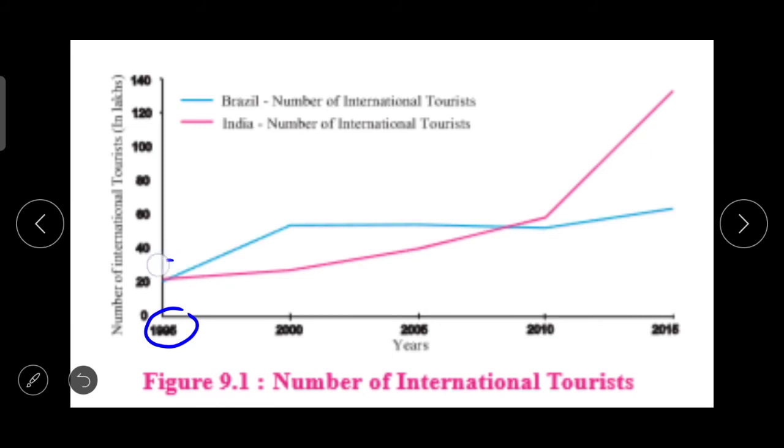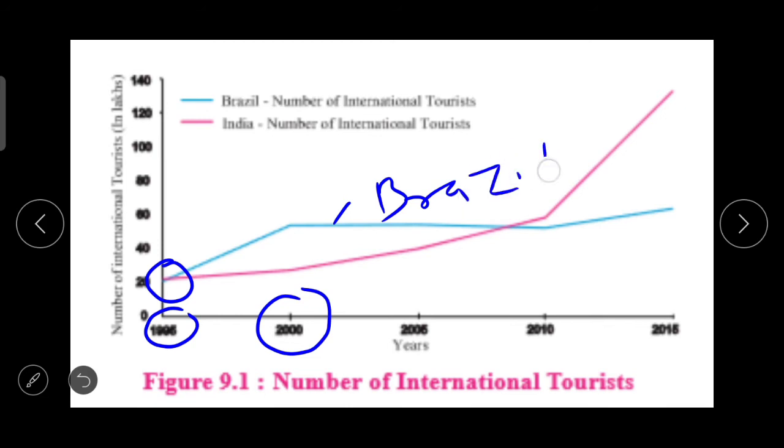Now you have to see here. If you observe very carefully, then you'll get your answer. Then the second one, in which country did more international tourists arrive in the year 2000? Now 2000 is here, and the question is, in which country did more international tourists arrive in the year 2000? Now this one is Brazil and this is India. Again I am repeating the same thing. By observing the graph you can answer the question.